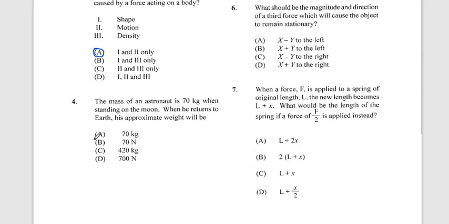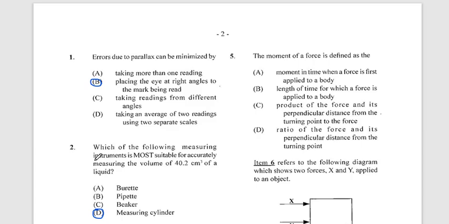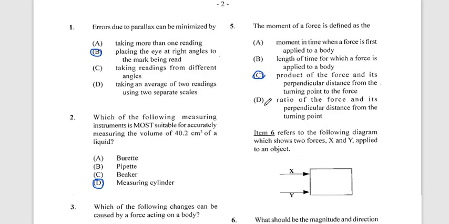Number 4. The mass of an astronaut is 70 kg when standing on the moon. When he returns to the Earth, his approximate weight will be D. 700 newtons. Number 5. The moment of a force is defined as C. The product of the force and its perpendicular distance from the turning point.